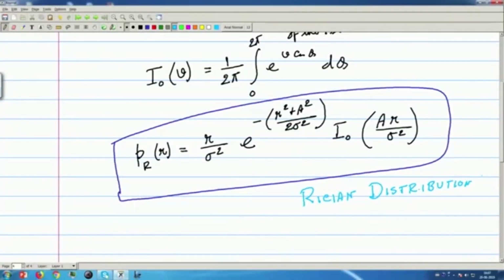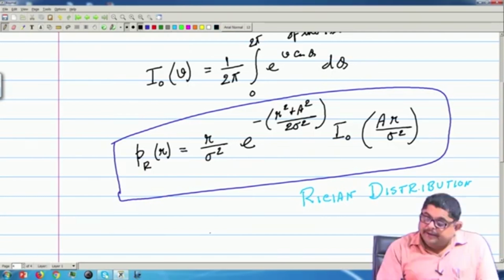We were discussing the envelope detector, what will be the distribution at the output of the video filter, the video amplifier. So, we have found the Rician distribution when the signal is present. Now, to gain more insight into this, let us define a parameter k.